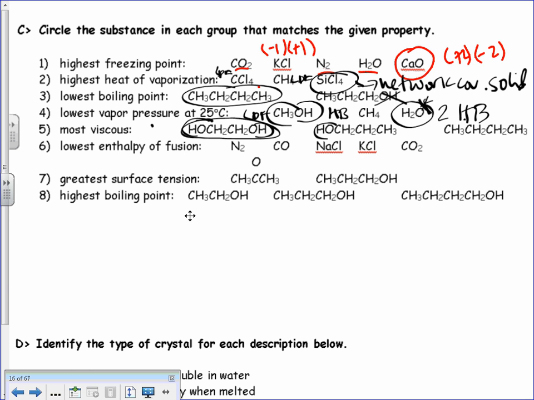Next question. Lowest enthalpy of fusion, what's it asking for? Highest IMF would mean it takes a lot of energy to melt it. Low IMF means it takes very little energy to melt it. Remember, fusion is melting, solid to liquid. So first of all, we already ruled out the ions. They're gone. They have super high melting points and a high enthalpy of fusion.